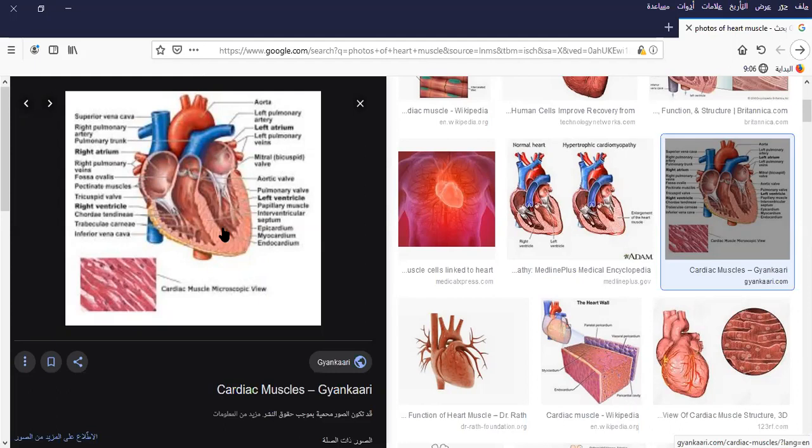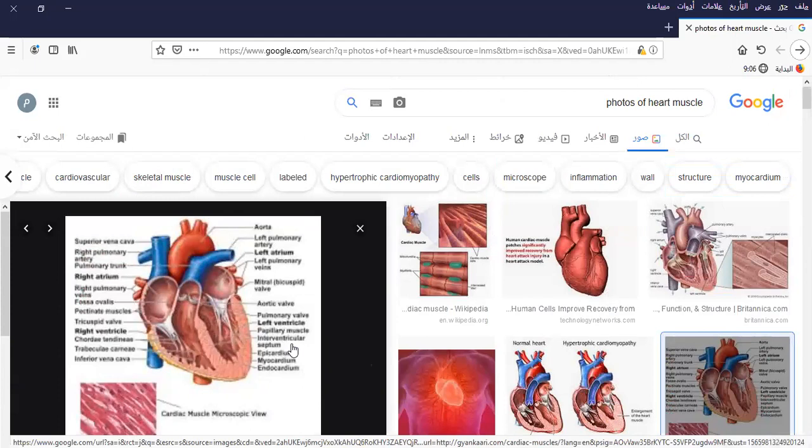Why did God, subhanahu wa ta'ala, create this septum or wall, or divide the heart into two halves? Simply because the right half of the heart contains blood rich in carbon dioxide, while the left half of the heart contains blood rich in oxygen. The septum, or this wall, prevents the mixing of the two bloods with each other. Understand that? Yes. Yes.